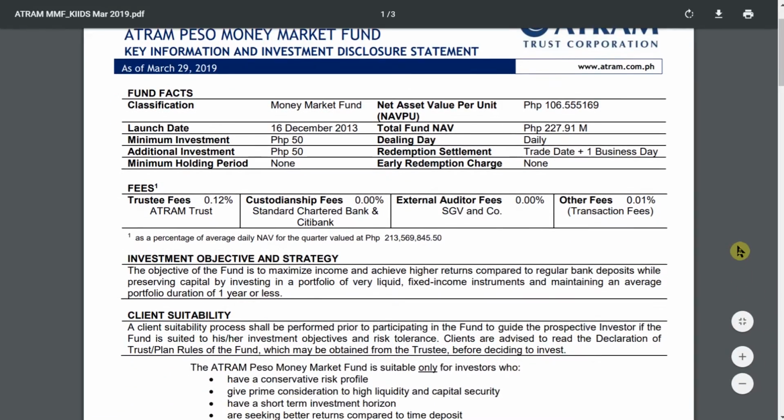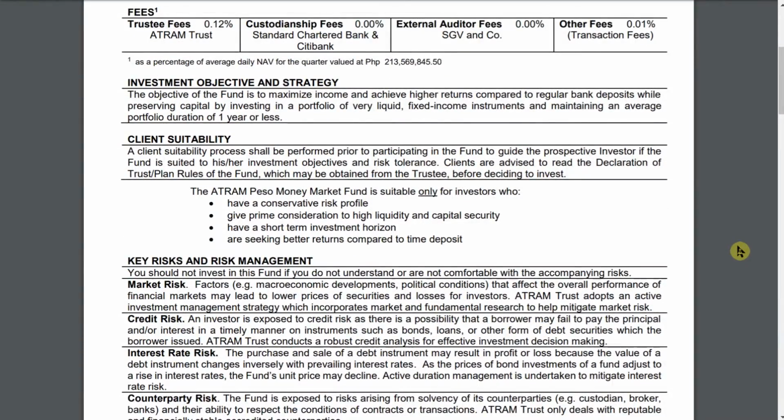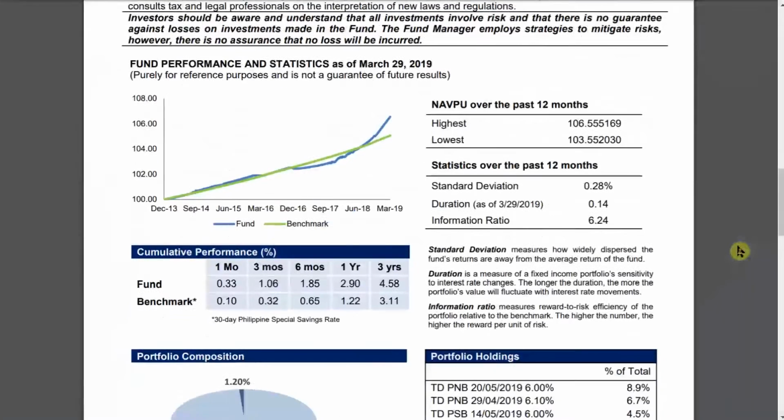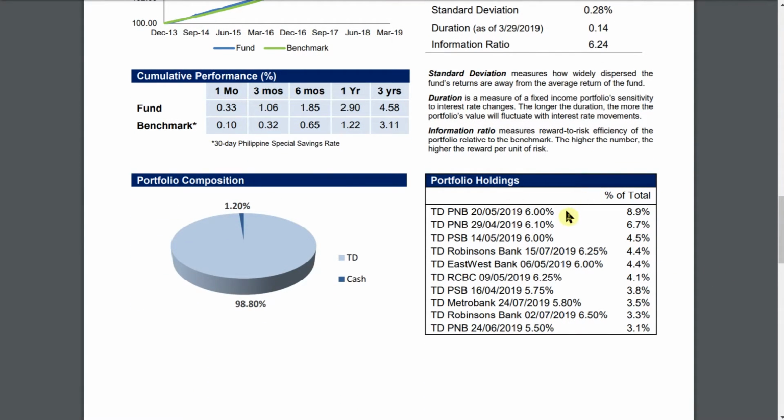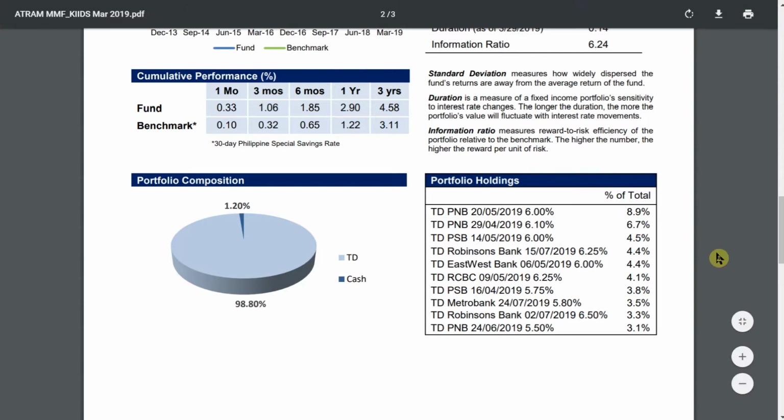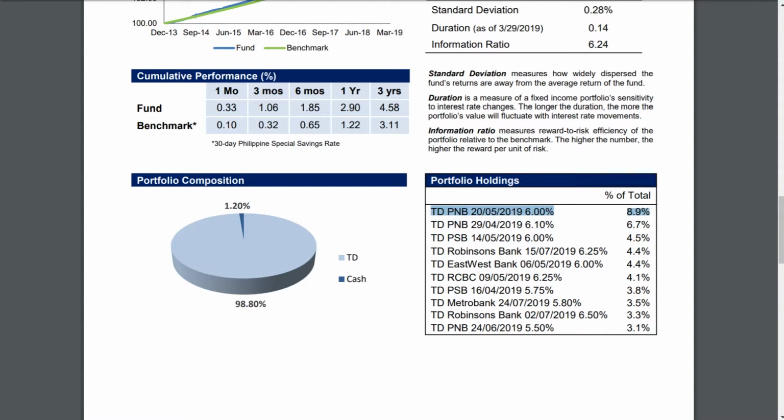If you scroll down to the disclosure statement, you will see portfolio holding information. Time deposits from PNB, PS Bank, and Robinsons Bank, etc. So for example, ATRAM invested 9% of the fund money at a 6% interest rate at PNB time deposit. And if you see the overall portfolio composition, about 99% of their investments are in time deposit and the rest are held in cash.